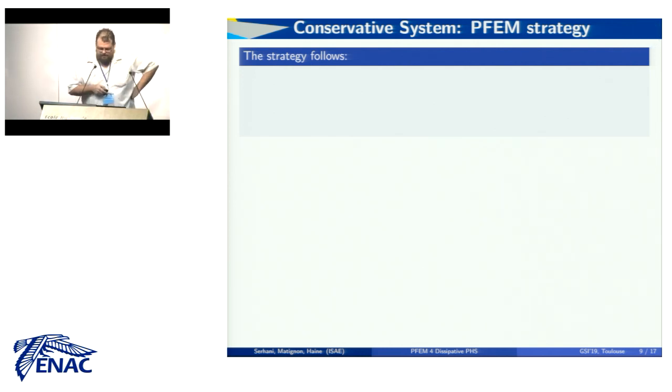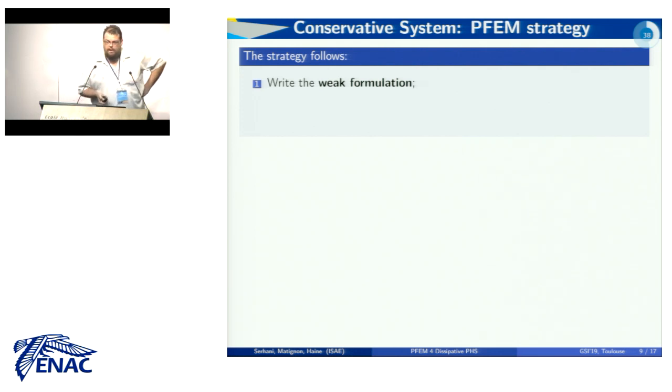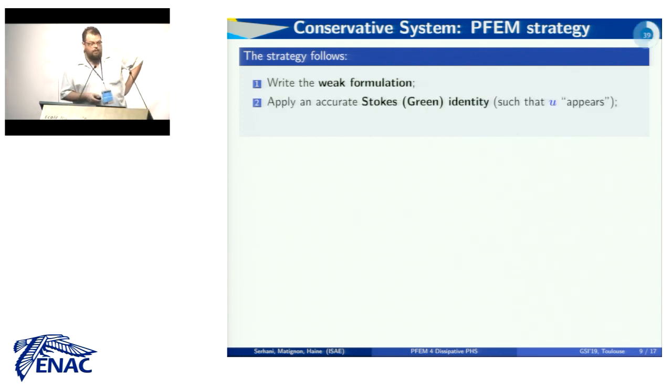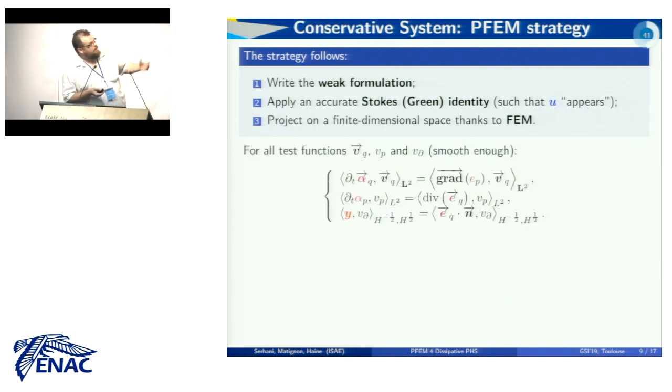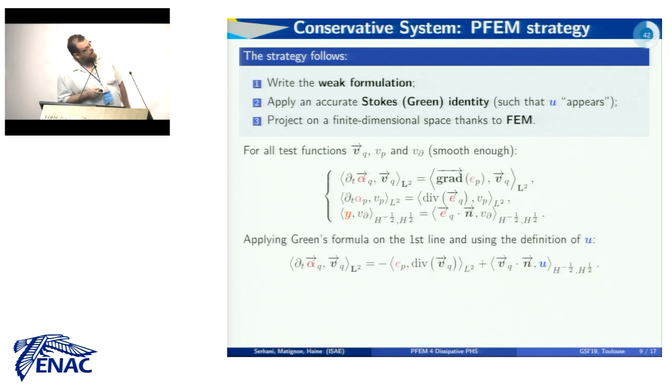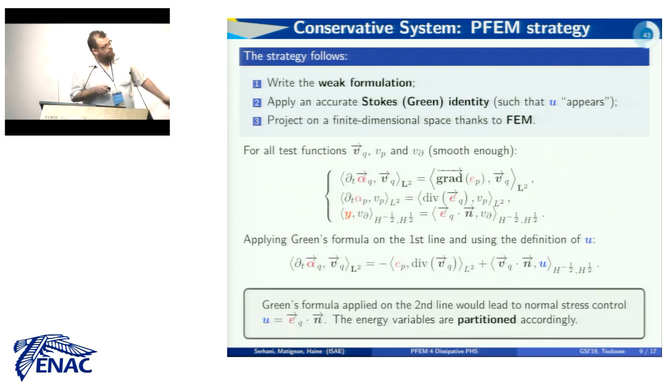And now the strategy of PFEM is quite simple and straightforward. First, you write the weak formulation of your system. Secondly, you apply the Green formula on one of the energy variables equations in order to make appear the control you want to apply. And then you apply the finite element method. So let us do it. You have the wave equation. I wrote the weak formulation. I apply the Green's formula on the first line. So here you have the boundary value of e_p. So this is exactly the control we want to apply. And if we perform the Green's formula on the second line, in fact, we control the normal stress.